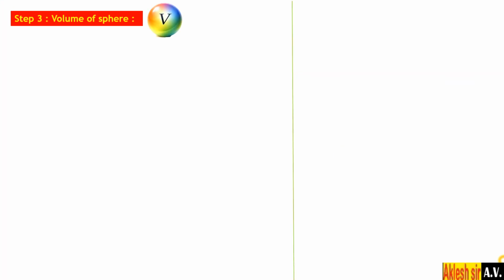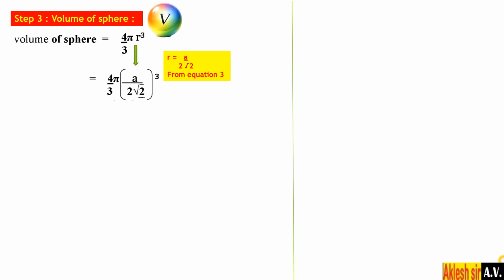Step 3. Volume of sphere. Volume of sphere is equal to 4 by 3 pi r cubed. Substituting r equals a divided by 2 root 2. Volume equals 4 by 3 pi into bracket a divided by 2 root 2 whole cube. Now simplifying. Volume equals 4 pi a cubed divided by 3 into 8 into 2 root 2. After cancelling 4 and 8, 4 goes in 8 two times, we get, finally, volume equals pi a cubed divided by 12 root 2. Let this be equation 4.